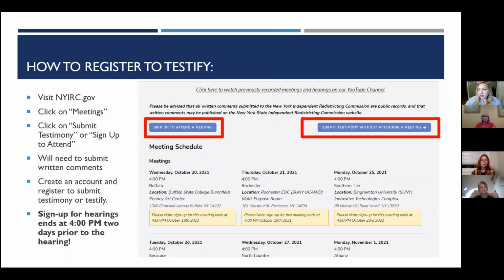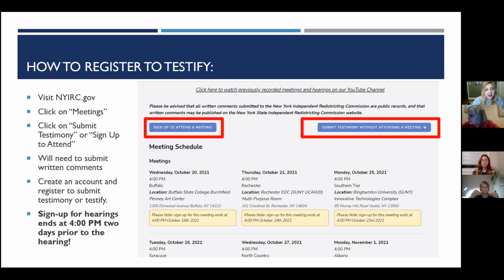And then here's this slide again, how to register. So again, nyirc.gov, go to meetings, you can sign up to attend, or you can submit without attending. They will ask you to create an account. Websites love to make you create accounts, but they will not spam you. It's actually nice because they'll add you to their updates list. So when more hearing dates come out, or if they're having a meeting, you'll get an email letting you know. I don't consider that spam, because I think you're going to want to stay engaged even after you testify to see the outcomes.